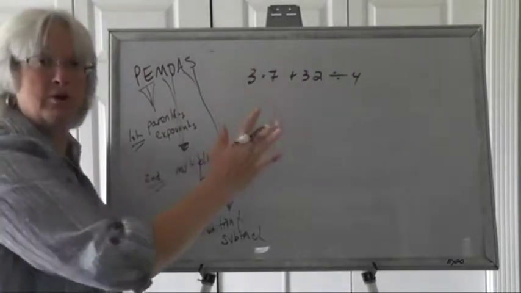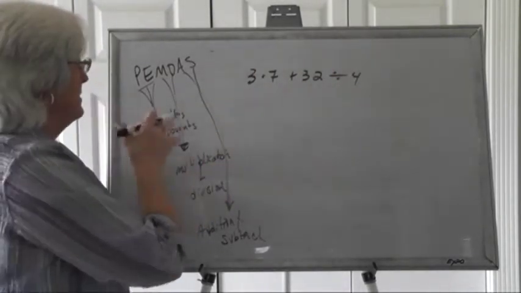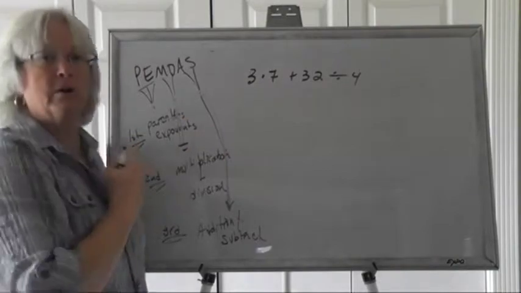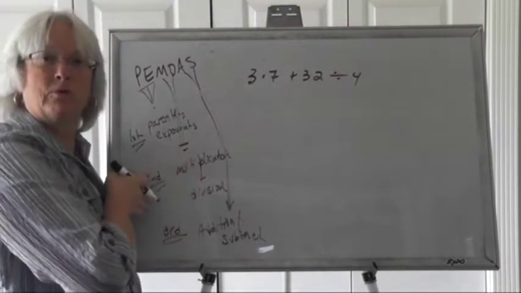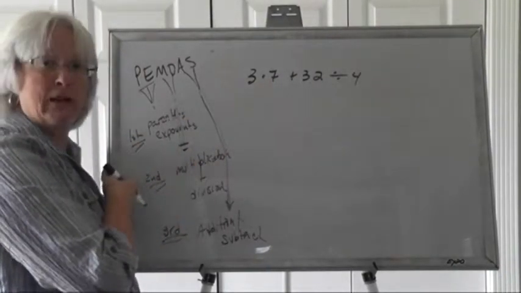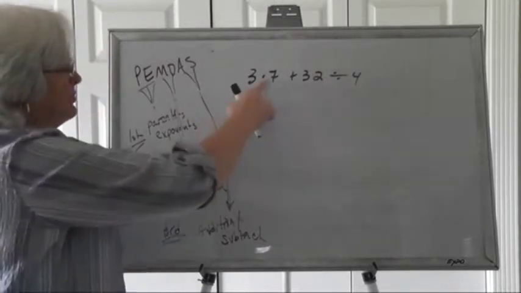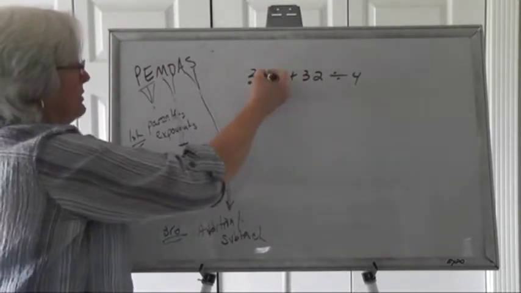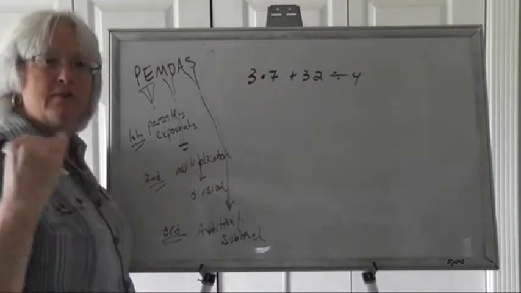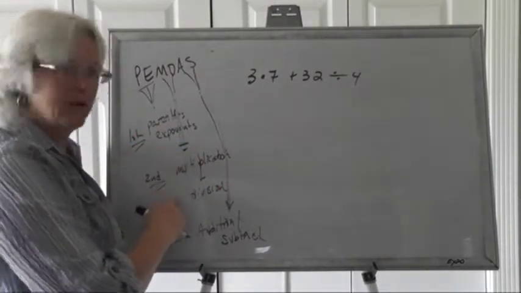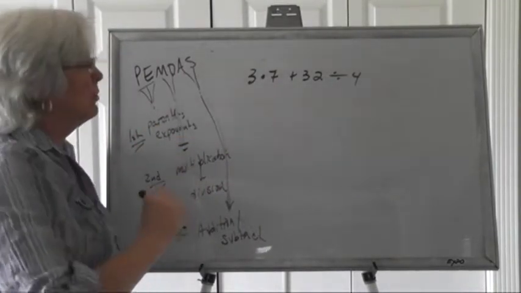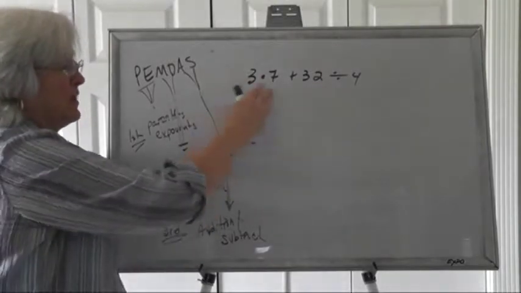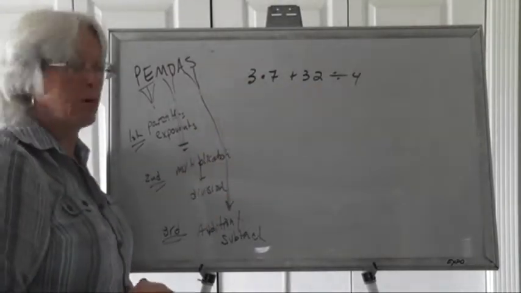So do we have any symbols of inclusion here? Parentheses, absolute value bars, brackets? No. So we don't have any first level priority. What about second level priority? Do we have any multiplication and division? Well, we've got multiplication here and division here, so what do we do? When you have the same level priority operations, you move from left to right in order and do those first.